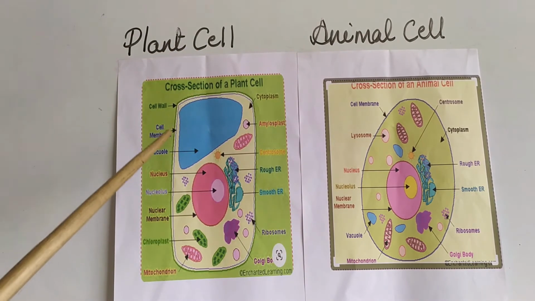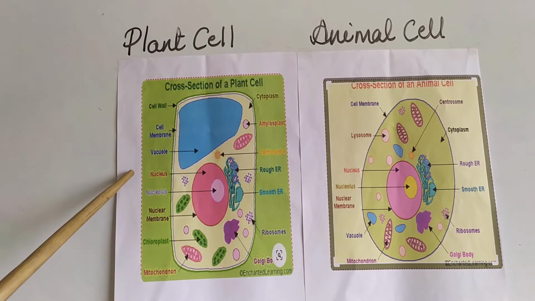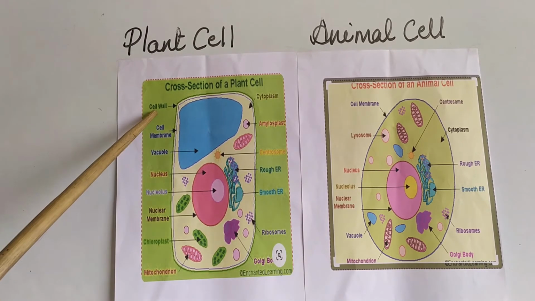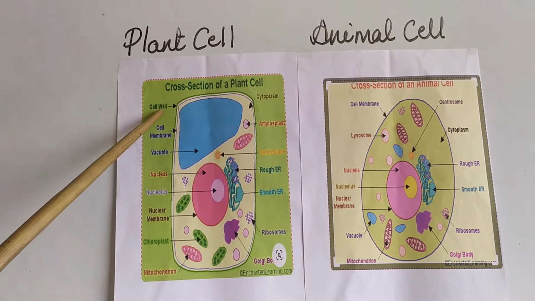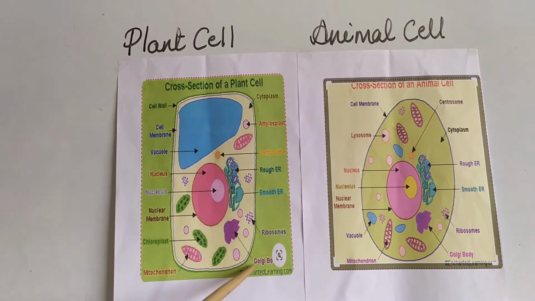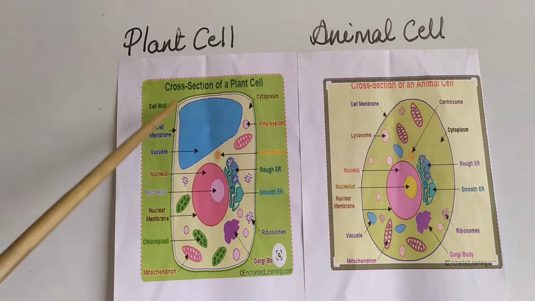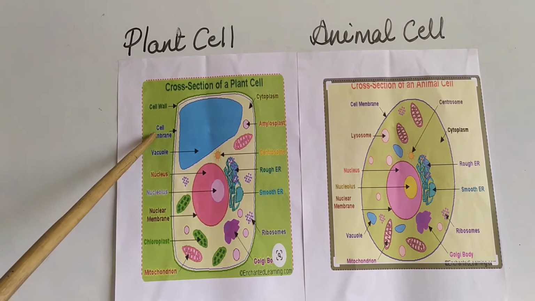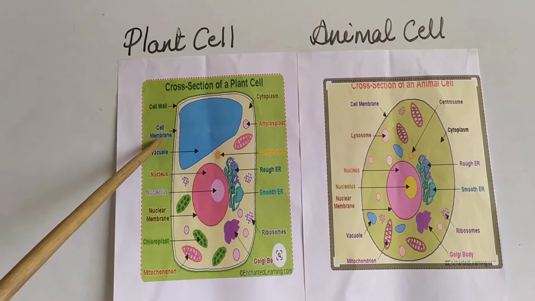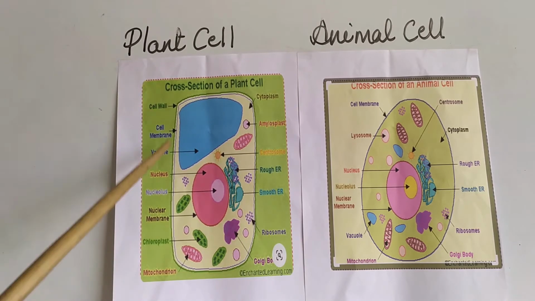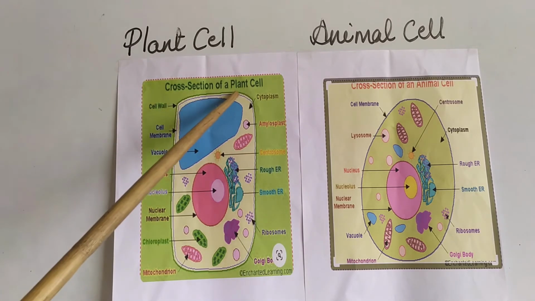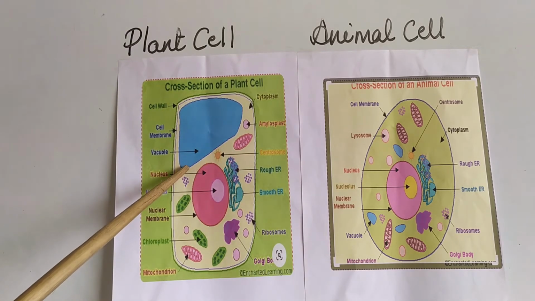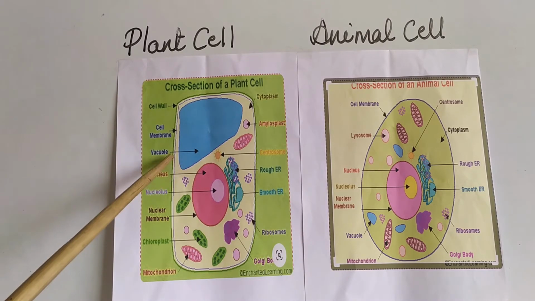Let us see what cell organelles are present in the plant cell. So, we have a cell wall in the plant cell, which is made up of cellulose. It is the extra protective covering of the cell apart from the cell membrane, right? See, there is a cell membrane. Apart from that, we have a cell wall. Then we have a vacuole.